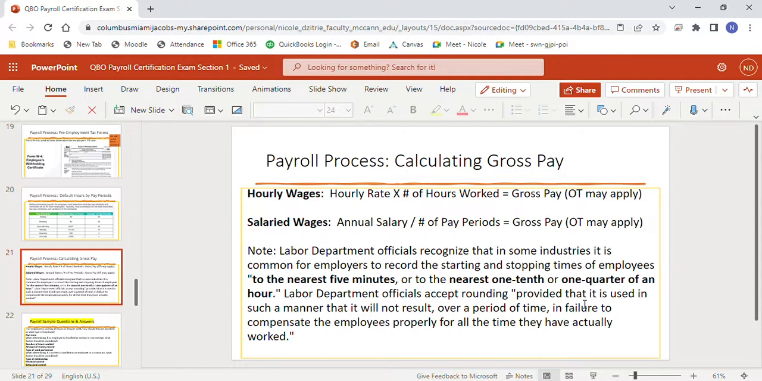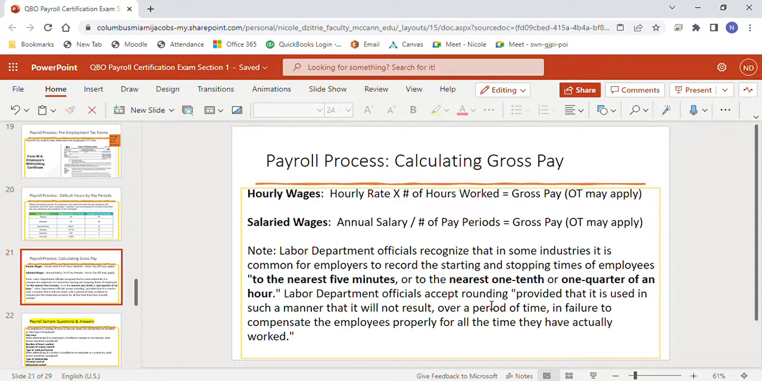You don't want to be working 60 hours a week and not getting that extra 10 hours of overtime that you should be getting. And this is my last note in my lecture section. The Labor Department officials recognize that in some industries it is common for employers to record the starting and stopping times of employees. I think this is more for manufacturing work. So these are the 3 criteria that they use to identify what the starting and stopping time would be.